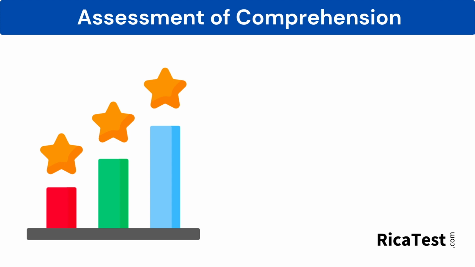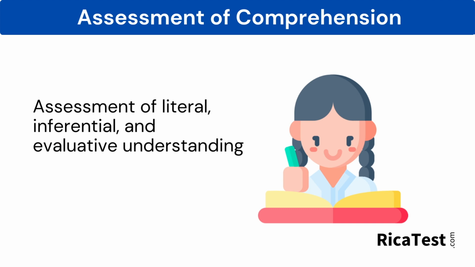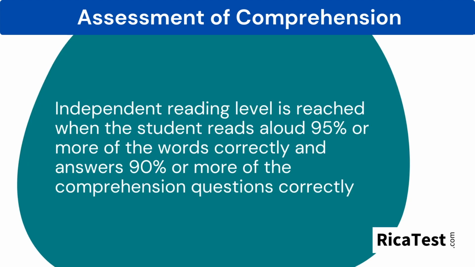Next, let's discuss assessment of comprehension. There are a few moving parts when assessing a student's reading comprehension, so let's talk about this now. There are three sections to complete when assessing a student's reading level. This includes the student's independent, instructional, and frustration reading level. When asking and then gathering information, this all leads to a better understanding of our students' ability to answer literal, inferential, and evaluative types of questions. And then third, observing the student and gathering information for the child's ability to use reading comprehension strategies.